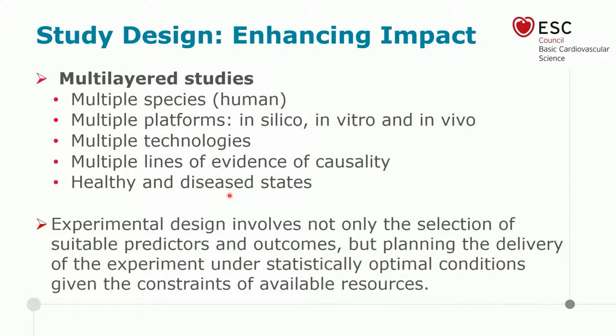And the experimental design involves, that's important to realize, because now I'm sort of preaching and saying how we should do it, and I know I've sinned a lot in the past, so I will not cast any stone to anyone. But experimental design involves not only the selection of suitable predictors and outcomes, but planning the delivery of the experiment under statistically optimal conditions, so you have to think of that. But I think this is very important, given the constraints of available resources or willingness of animal ethics committees, because they often have a statistically very different view on the experiments that we are doing.